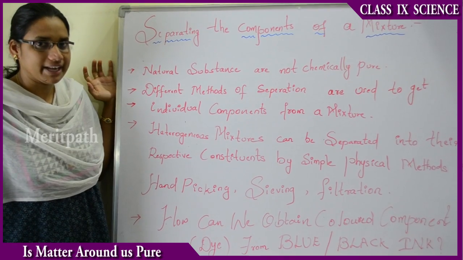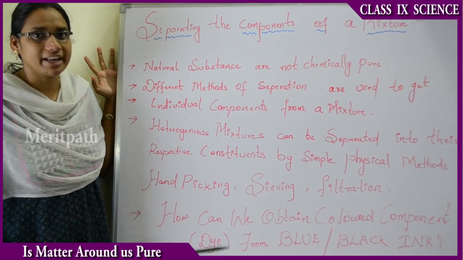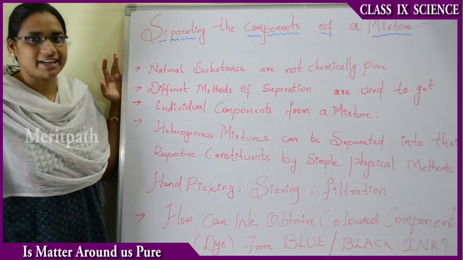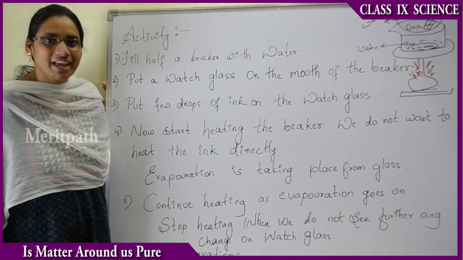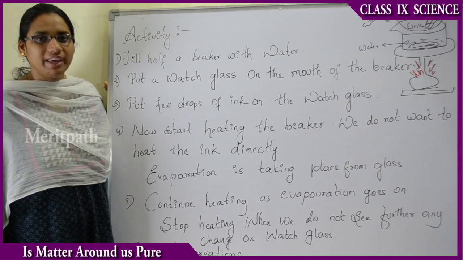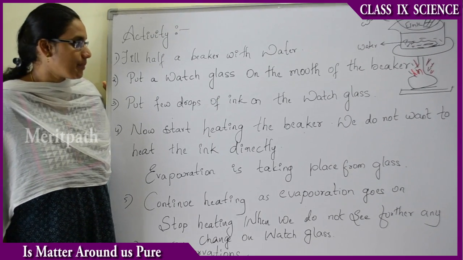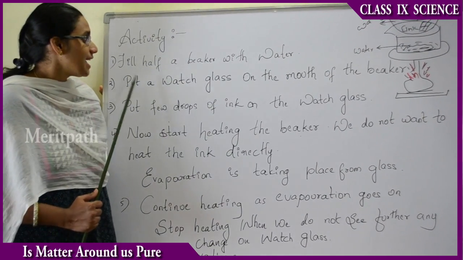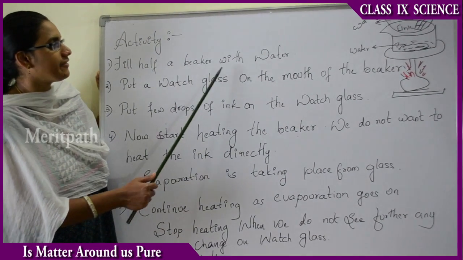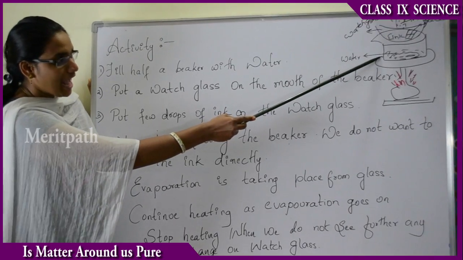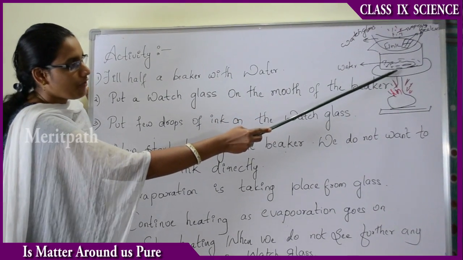Now, let us see how we can obtain a colored component, the dye, from blue-black ink. See how we get blue ink, black ink and red ink in pens. Now let us see how to separate the dye from black or blue ink. Let us see one activity. First, fill half a beaker with water. Take a beaker and fill it half with water.